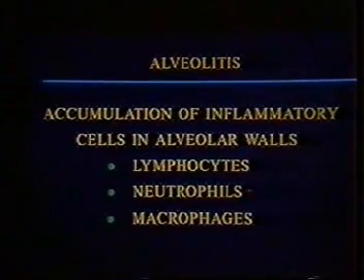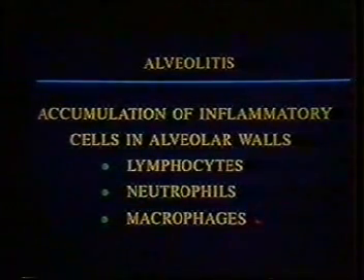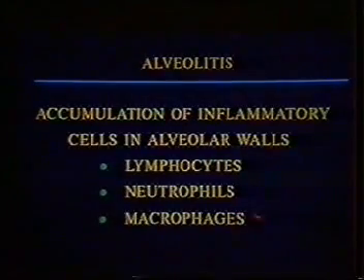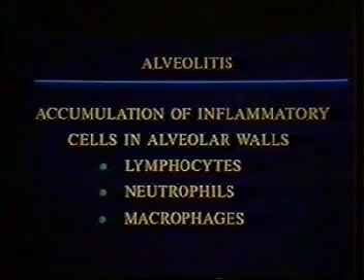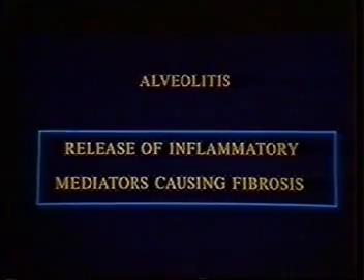In sarcoidosis, these are predominantly lymphocytes. In idiopathic pulmonary fibrosis, these tend to be neutrophils on the whole with some macrophages. And in histiocytosis X, we get a very special form of macrophage, which is called the Langerhans cell. But the underlying pathogenesis in all these cases is the same. The way these disorders cause fibrosis is by release of inflammatory mediators.